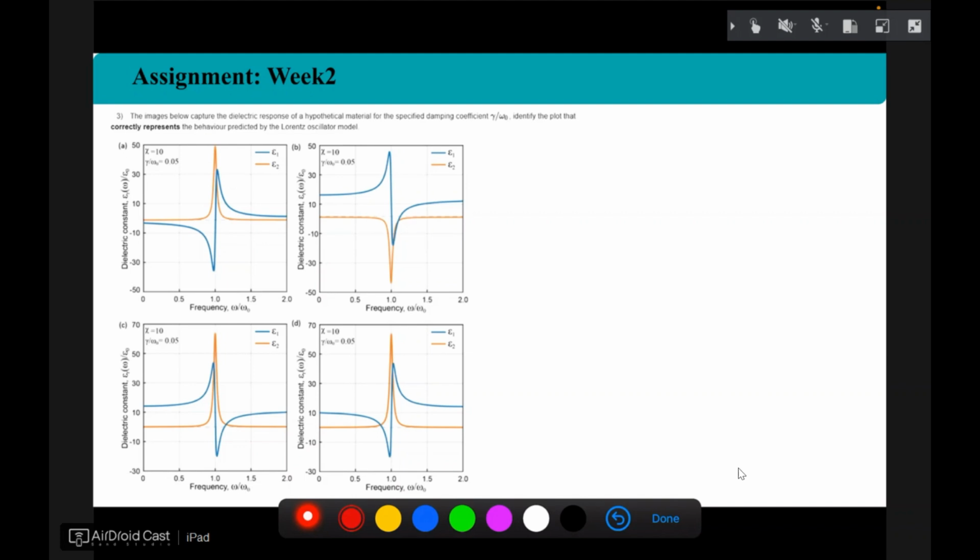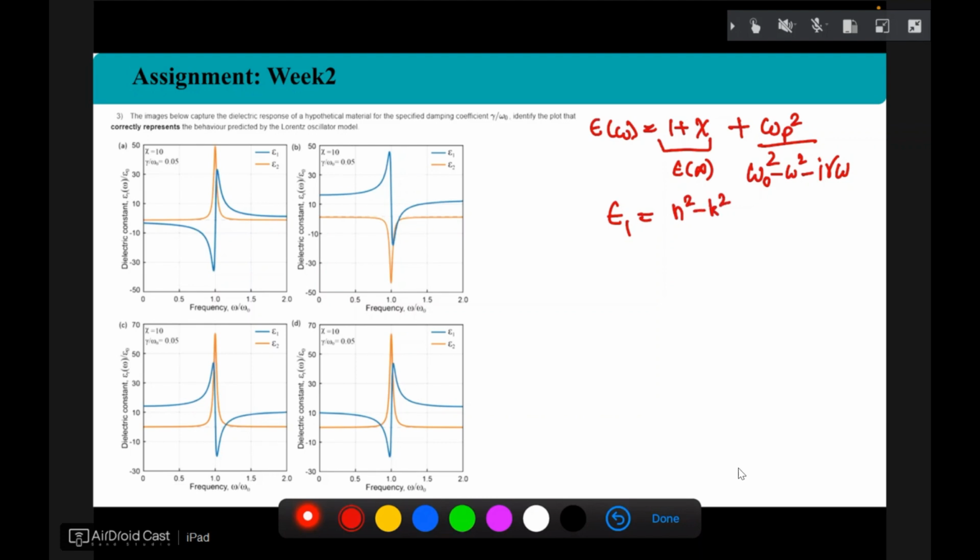Again, I'm writing the formula: epsilon of omega equals 1 plus chi, that is epsilon infinity, plus omega p square over omega naught square minus omega square minus i gamma omega. Where epsilon 1 is equal to n square minus k square.